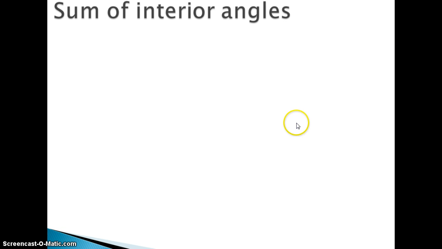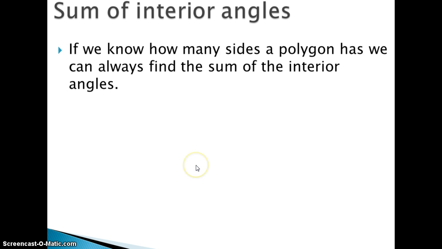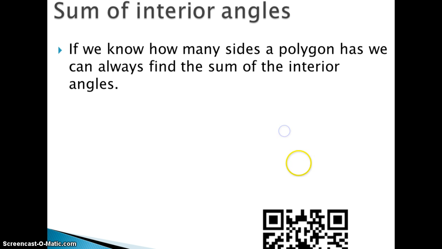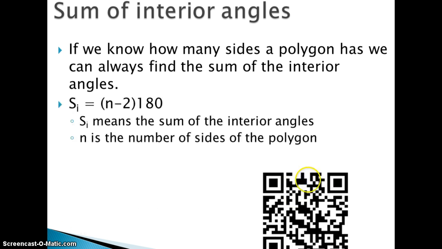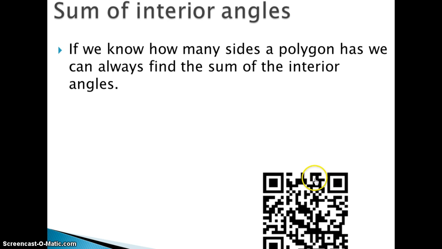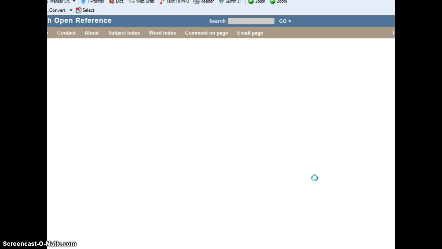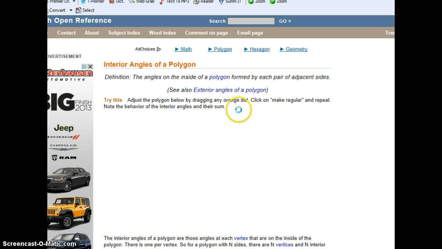Now here are the formulas that we're going to be using in this particular section. Sum of interior angles. So if we know how many sides a polygon has, we can find out what the sum of all of the angles that are inside the shape is going to be. And let's click on, oops. Go to the diagram or the interactive piece to this.